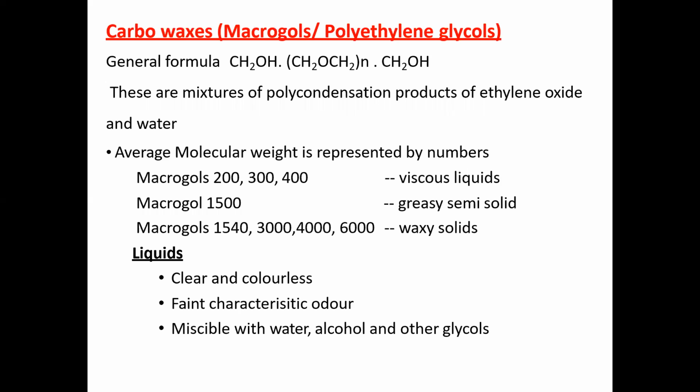So the first base is carbowax, which is also called macrogol. Okay, so this is the general formula for carbowax. These are a mixture of polycondensation products of ethylene oxide and water. The average molecular weight is represented by numbers. So the macrogols or carbowaxes are defined and represented by their molecular weight.